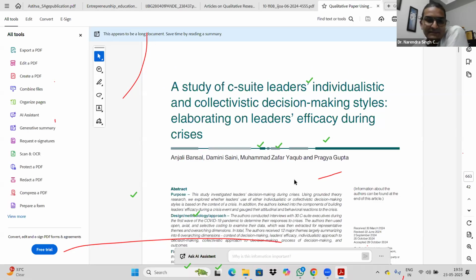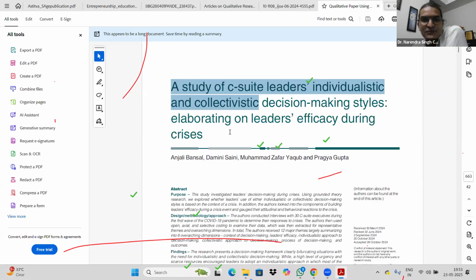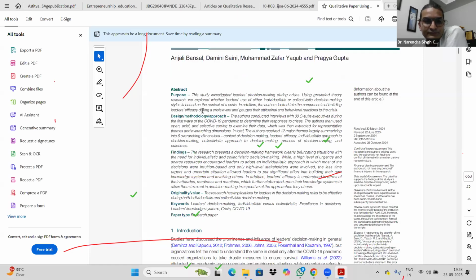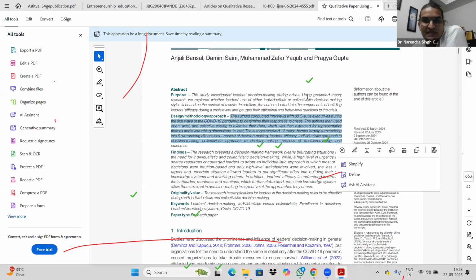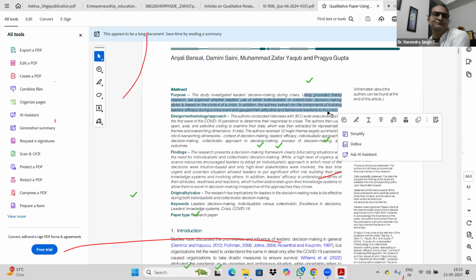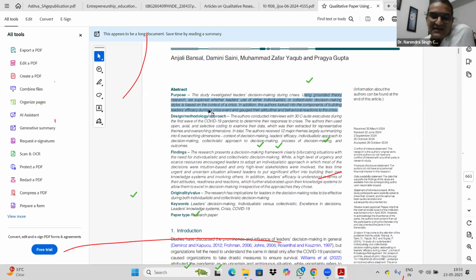This is also a recent paper, a study of C-suite leaders, based on grounded theory. Now you can see, using grounded theory research, we explored whether leaders use their individualist or collectivist decision-making style. So whatever methods I have talked about today, I have shown you different kinds of papers here.